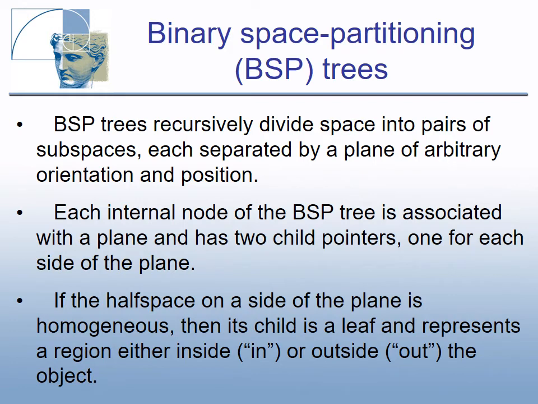BSP trees recursively divide space into pairs of subspaces, each separated by a plane of arbitrary orientation and position. Each internal node of the BSP tree is associated with a plane and has 2 child pointers, one for each side of the plane. If the half space on a side of the plane is homogeneous, then its child is a leaf and represents a region either inside or outside the object.